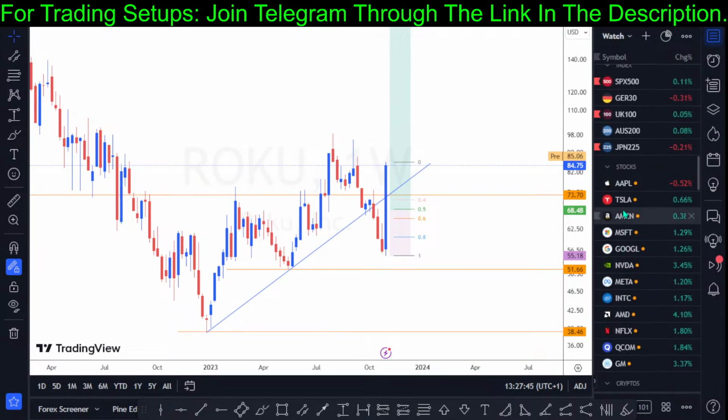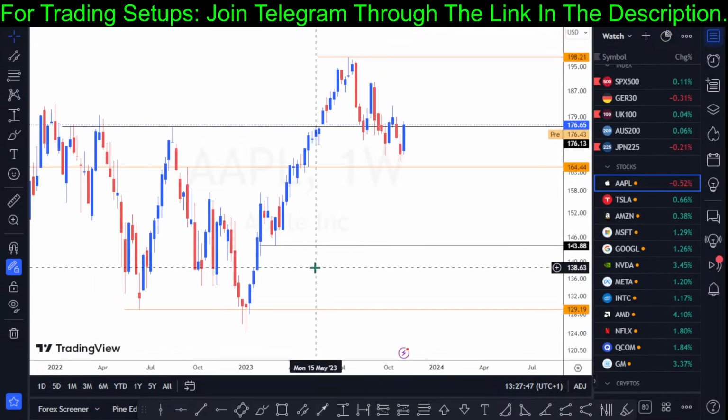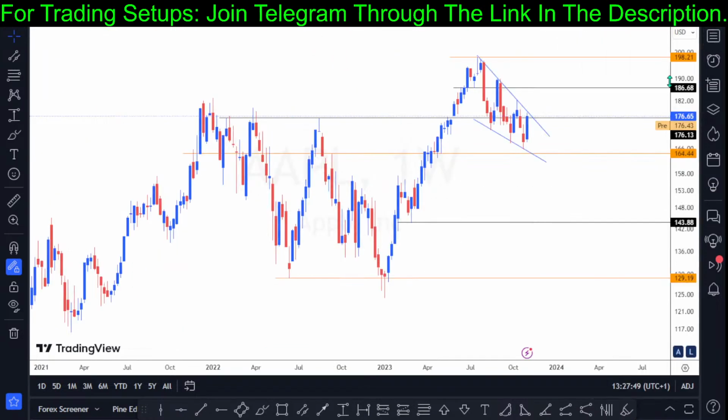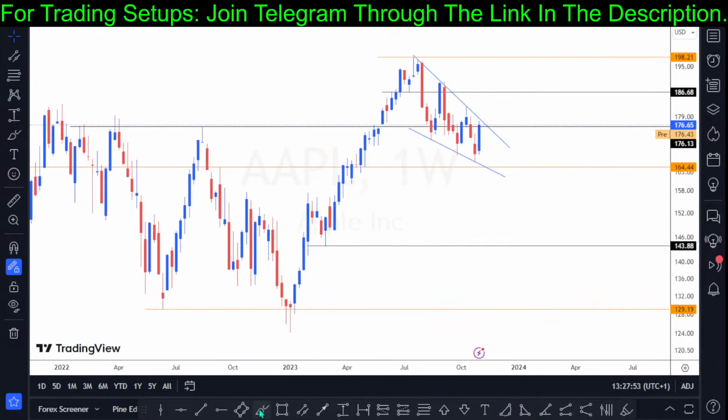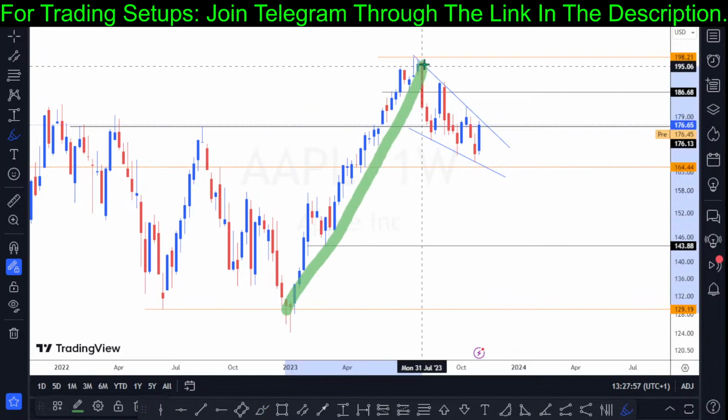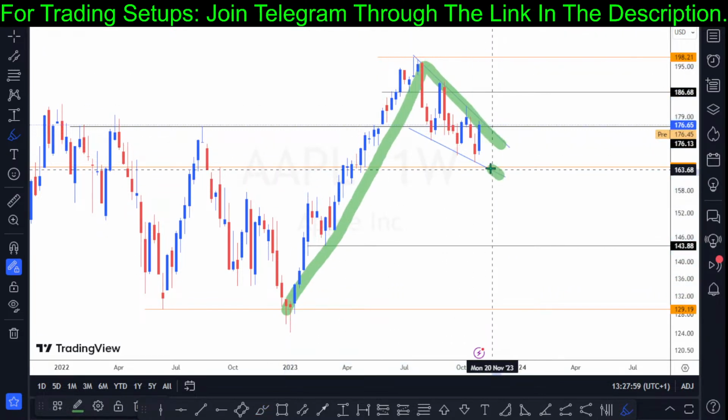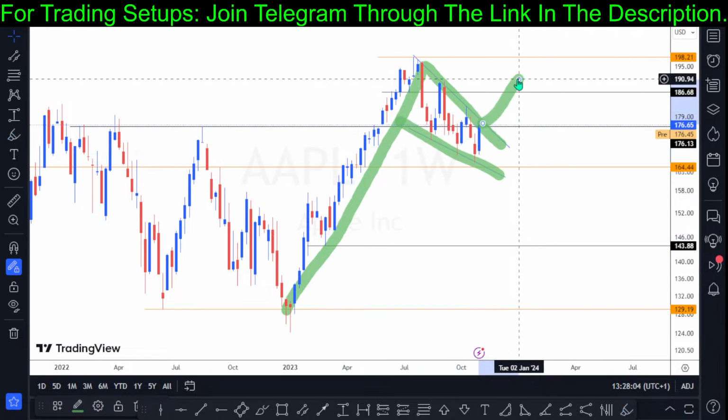Let's check Apple out. Based on what I can see, there is a potential bullish pennant. You can see here is the pole of the pennant, and this is the pennant right here. So I'm still waiting for a potential breakout on Apple.